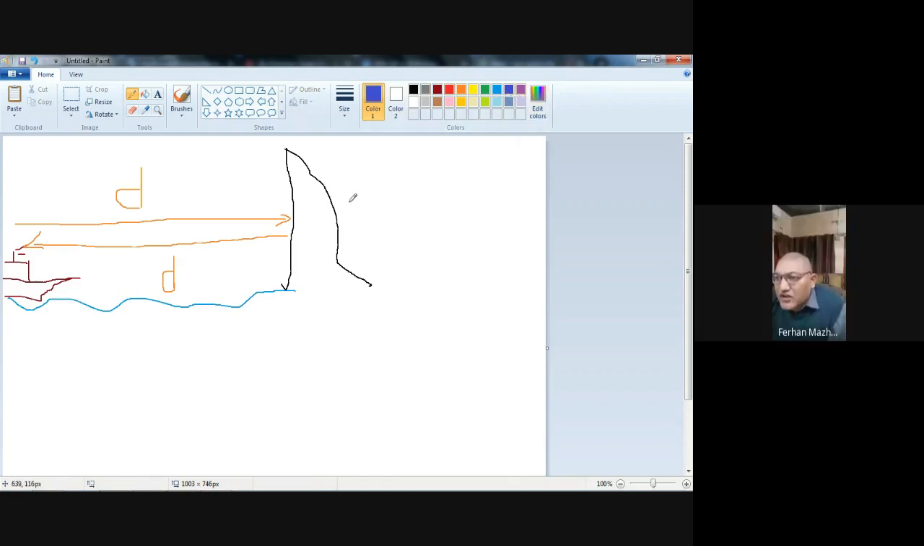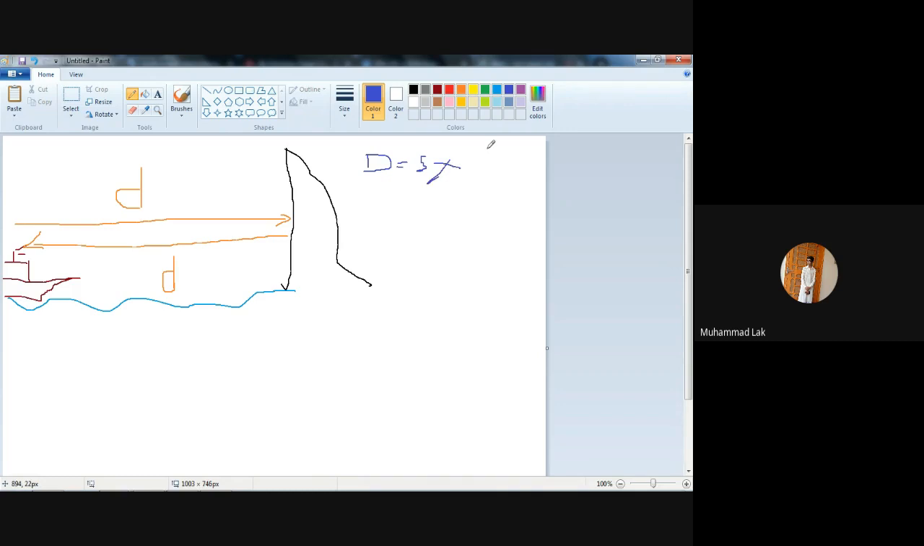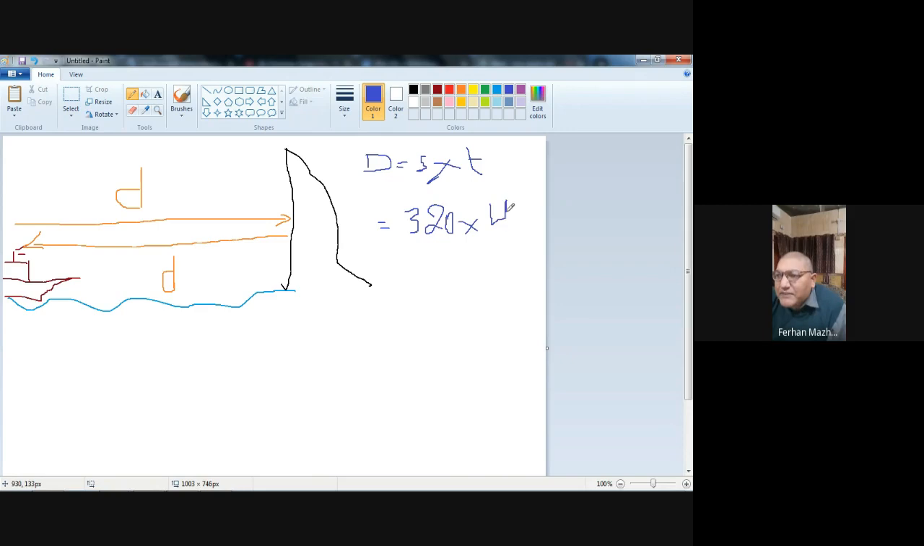So let's try this. You know the distance, capital D, is equal to speed multiplied by time. The speed is given to you. How much is the speed given? That is 320 meters per second. And how much is the time? 4 seconds for the echo. Just multiply them. 320 multiplied by 4. Sir, 1280.